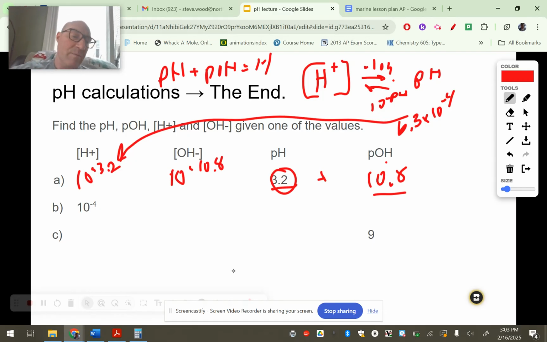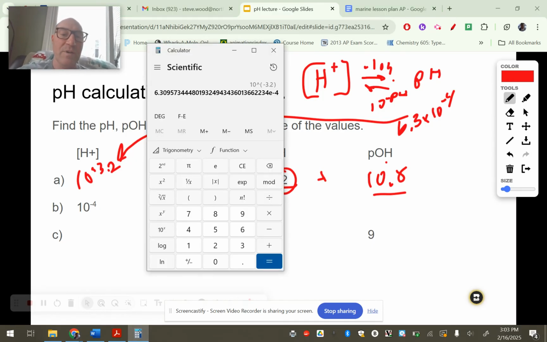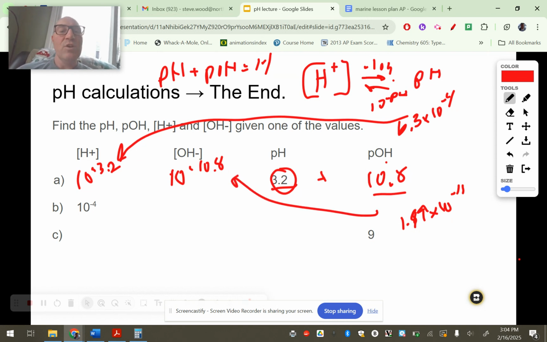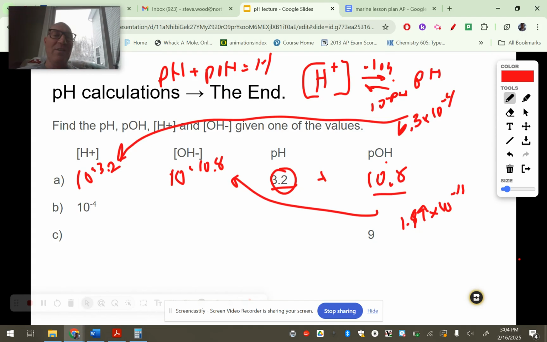And to do that, let me go back to here. We're going to type in 10.8, make it negative, and hit the anti-log button. And you would get 1.59 times 10 to the negative 11th, and that would go here. Because you don't want to leave it as 10 to the negative 10.8, that's like saying 4x plus 1 equals 21. You need to solve it out.